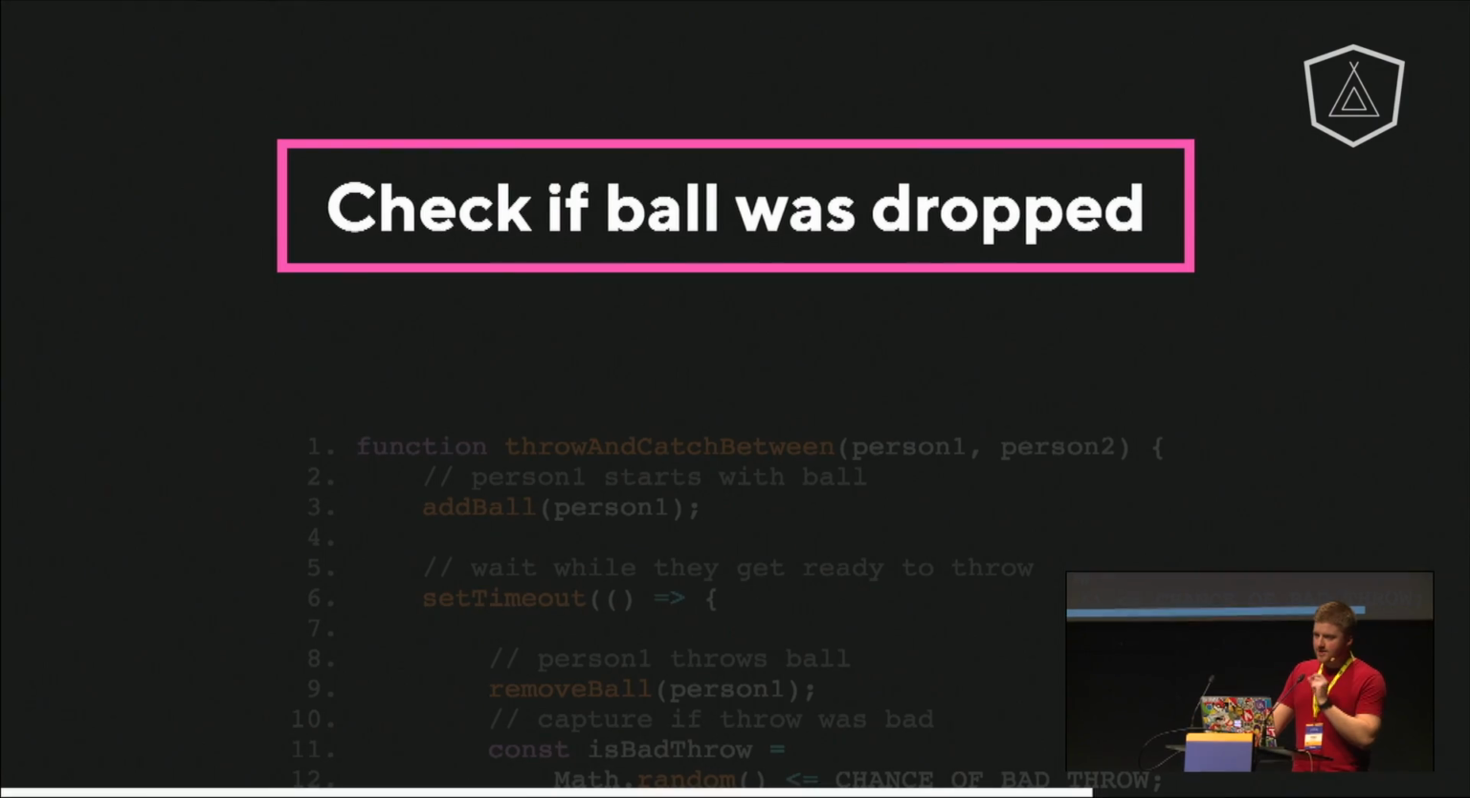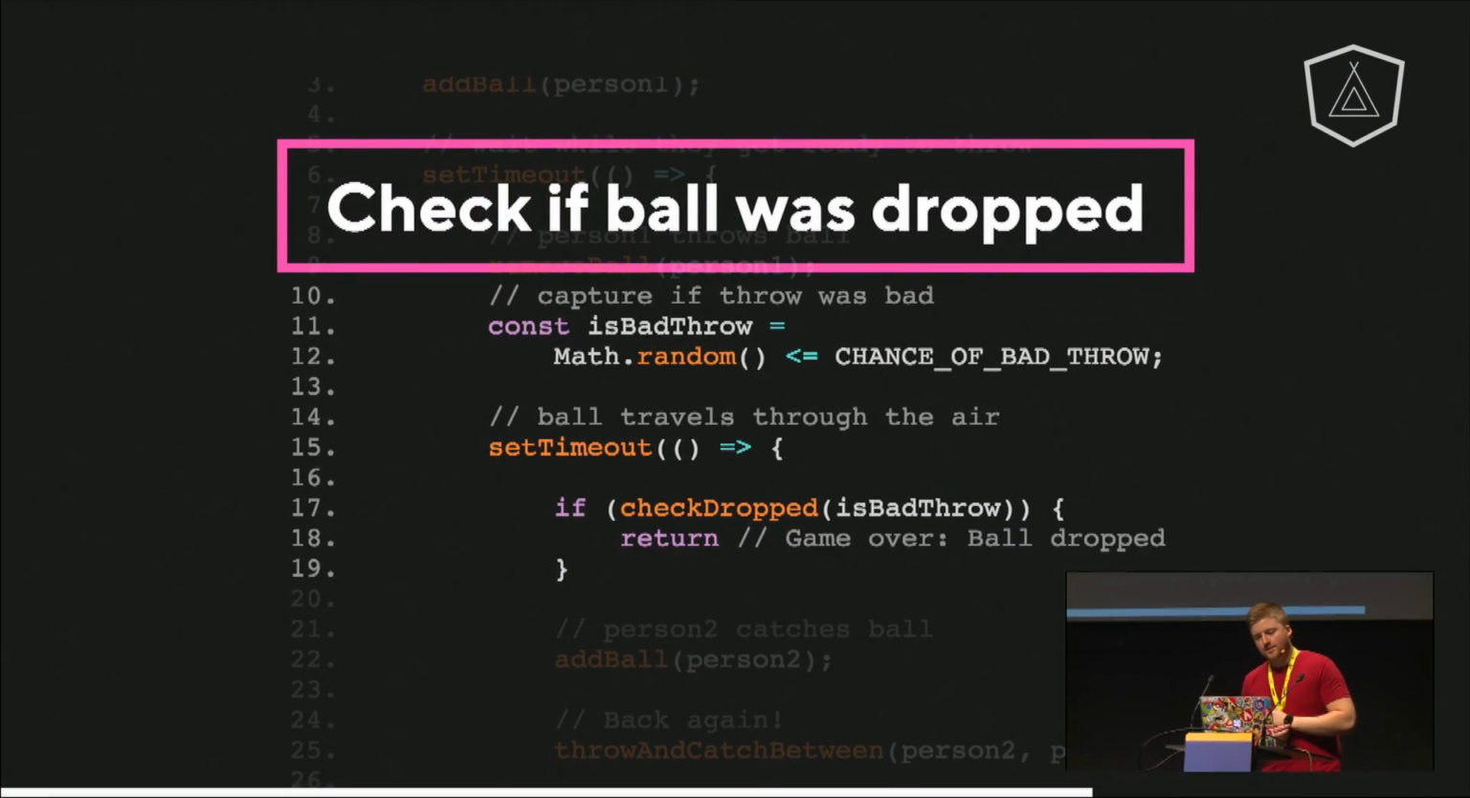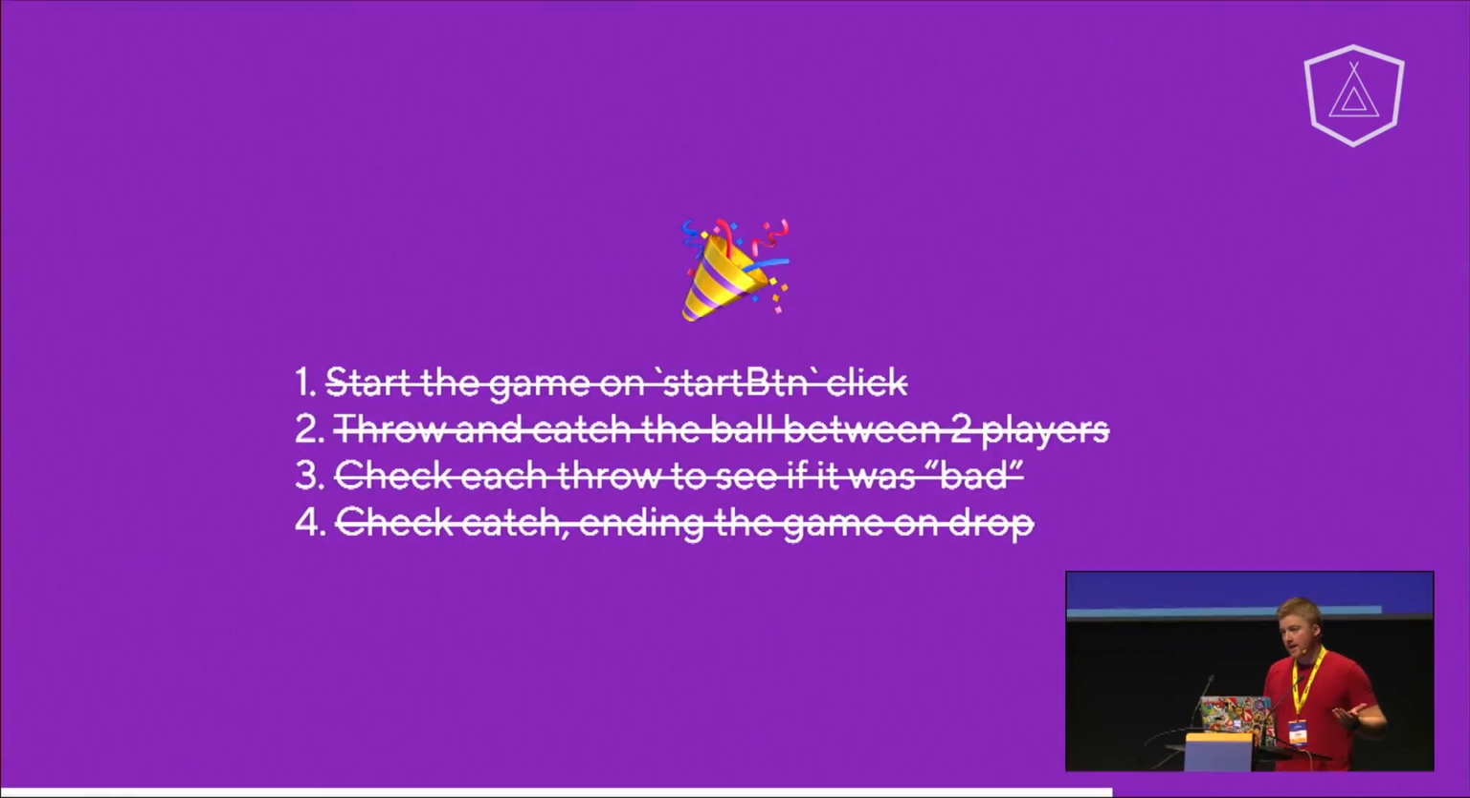Final point, we need to use that isBadThrow variable later on in our next setTimeout to check if the ball is dropped. So we had our helper function checkDropped. We're just passing our isBadThrow into that function, and there's a probability that if it's a bad throw it will be dropped, and if it's a good throw, it will be caught. And if that returns true, then the game's over, the ball's been dropped, so we will stop our iteration of our recursive function calls. We've done it. That's the imperative example done. Nice and straightforward.